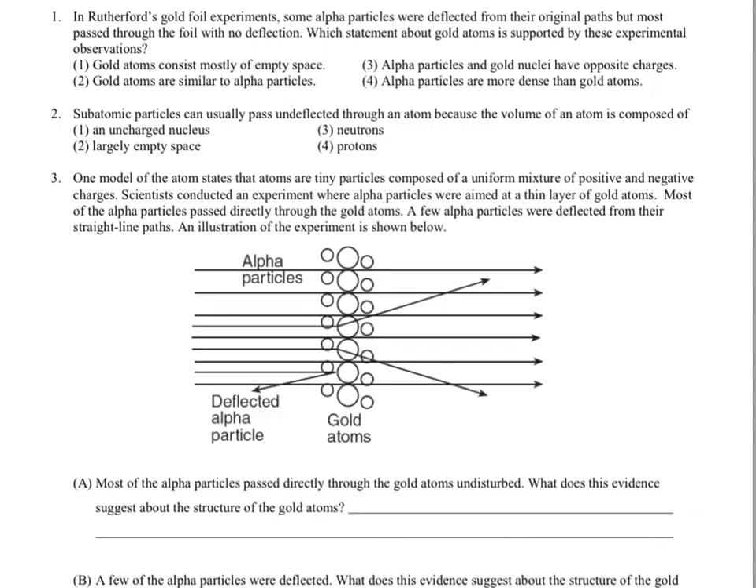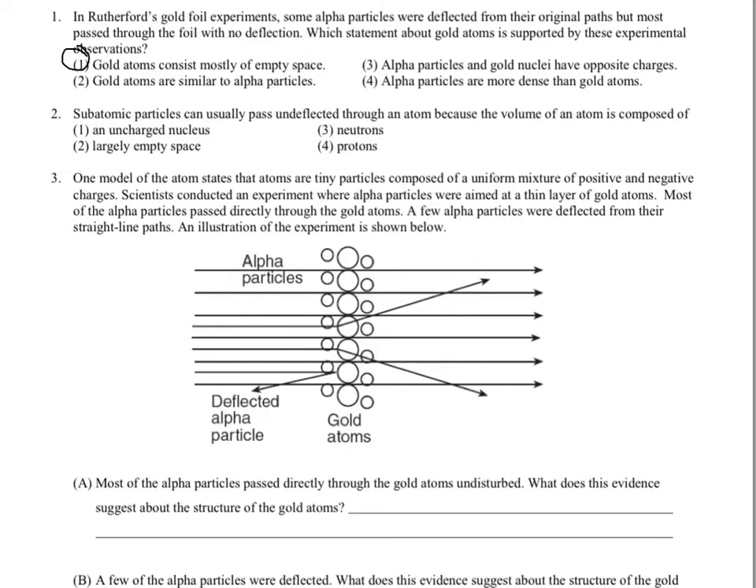So, reviewing the atomic structure, we are given some questions that are all referring essentially to Rutherford's gold foil experiment. In the first question, it asks, in Rutherford's gold foil experiment, some alpha particles were deflected from their original paths, but most of them passed through the gold foil with no deflection. Which statement about gold atoms is supported by these experimental observations? So basically, we know that Rutherford said that the atom is mostly empty space and that it has a small, dense, positive nucleus. So choice 1 is the best answer.